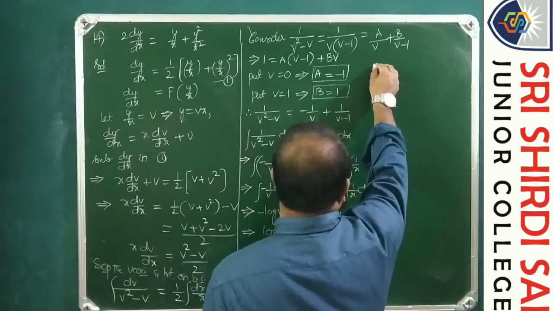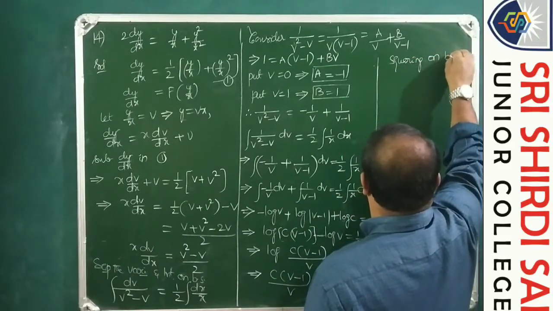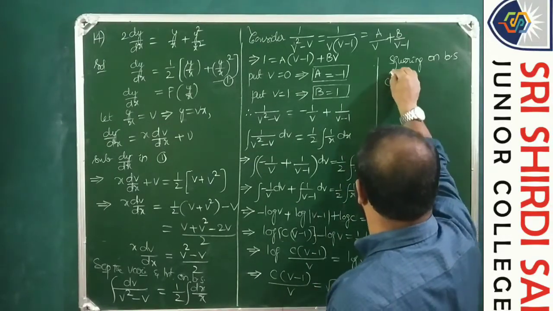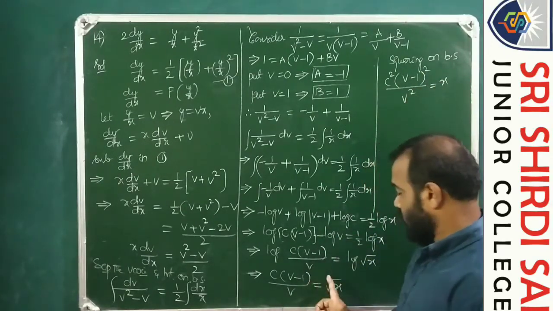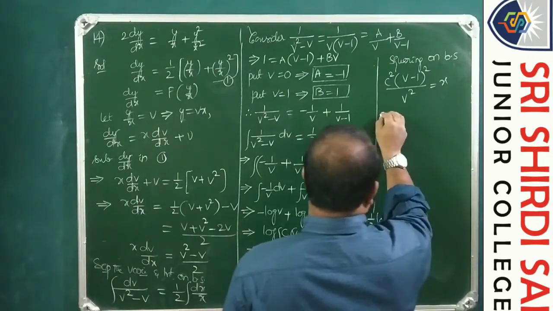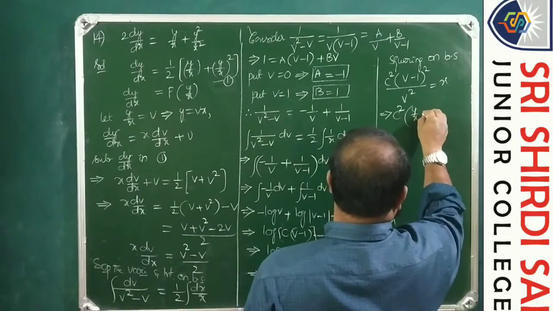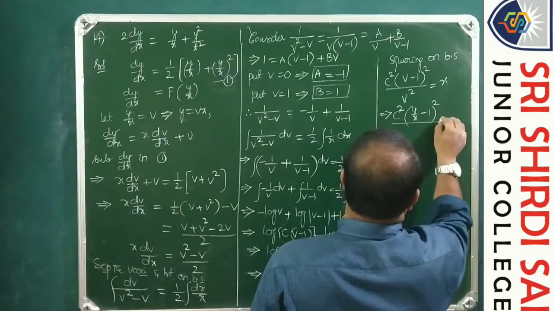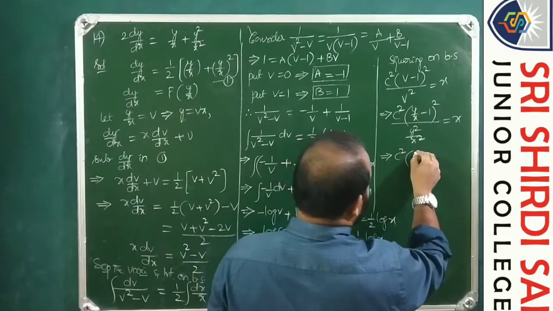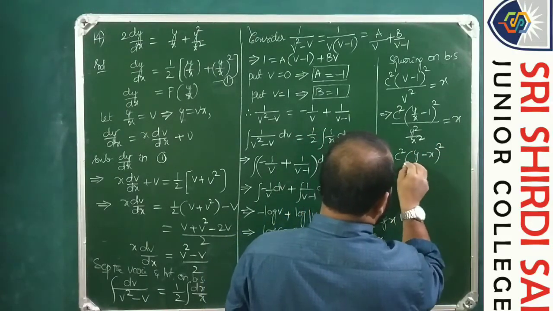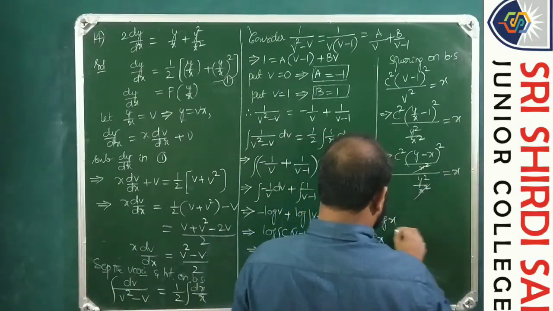Now, squaring on both sides, we get C square into v minus 1 whole square by v square is equal to x, since root x whole square is x. The value of v is y by x. So this is y by x minus 1 whole square by y square by x square is equal to x. This is C square into y minus x whole square by x square, by y square by x square. So x square gets cancelled and this is equal to x.